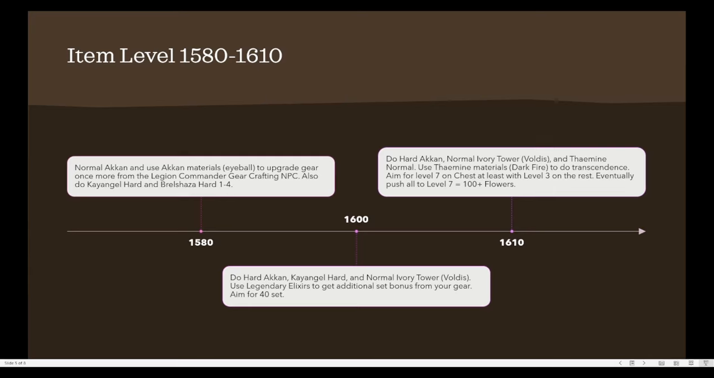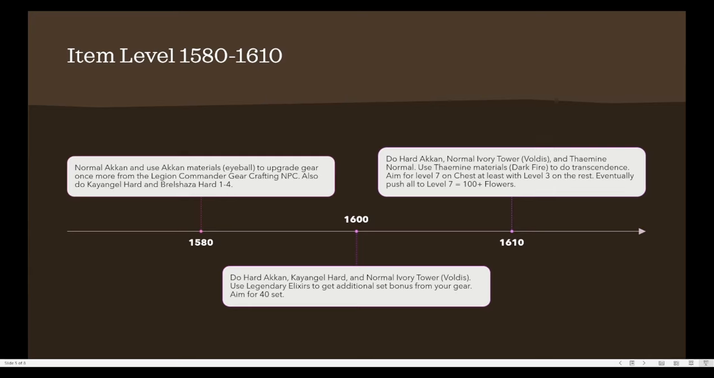It's okay. All right. Now, 1610 is Thaymine Normal. So at 1610, Thaymine Normal drops Dark Fire Materials, which you will use to craft Transcendence Gear. Now the key here is to prioritize getting your chest piece and pants to level 7 first for that juicy, juicy boost. And you're probably wondering, well, isn't it only level 3? Used to be. Now with the changes, at least as of today, or actually this Wednesday, you will be able to upgrade your alt characters to level 7. So make sure you do that.